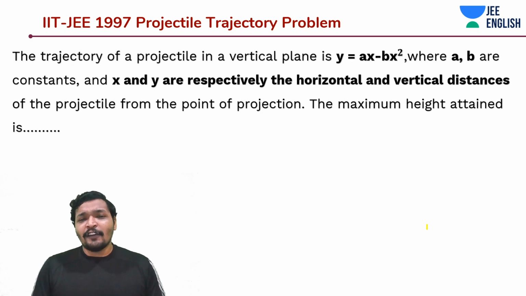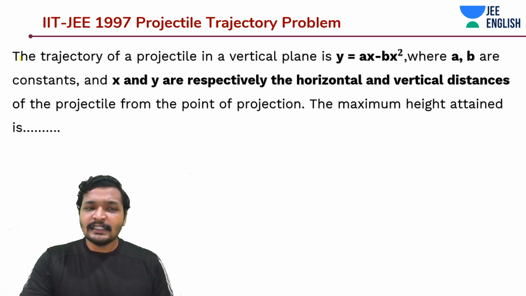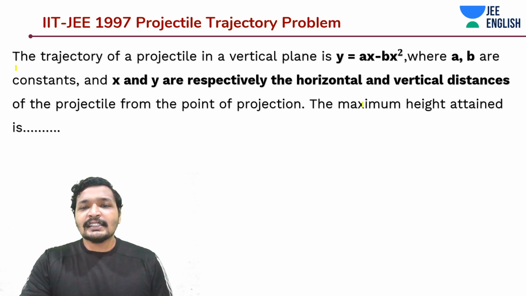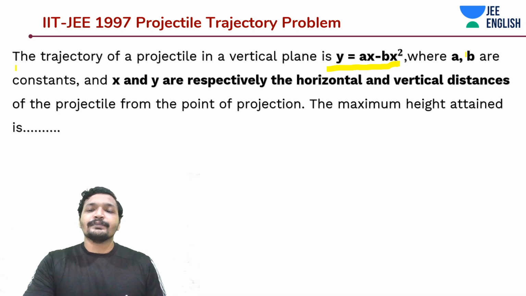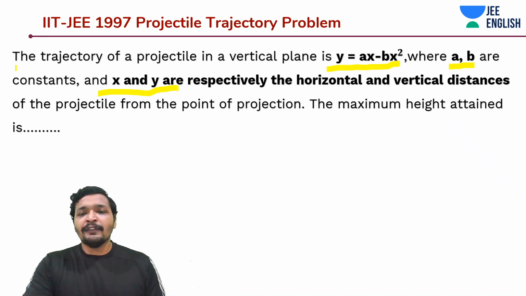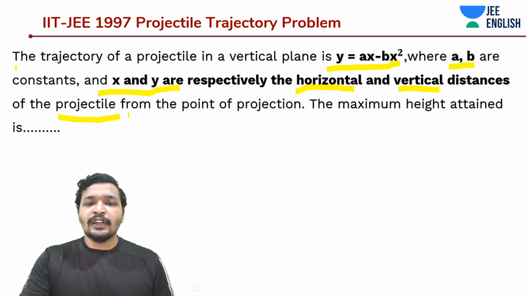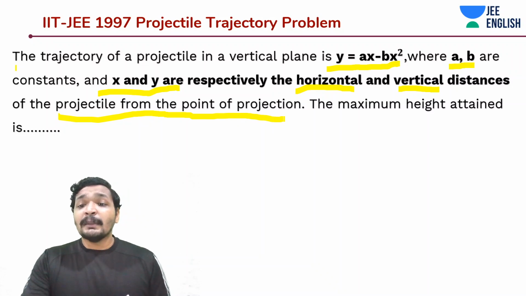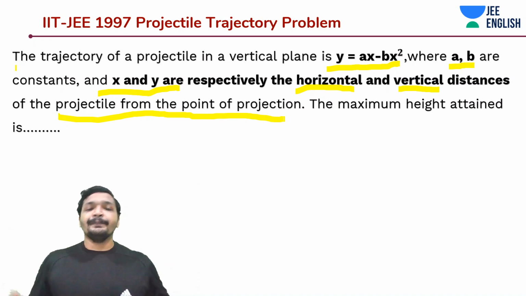There is a trajectory of a projectile motion in a vertical plane. Let's read the question first. It says y is equal to ax minus bx square, where a and b are constants and x and y are varying. They are nothing but x is the horizontal position, and y is the vertical position of the projectile from time to time. The maximum height attained is what?